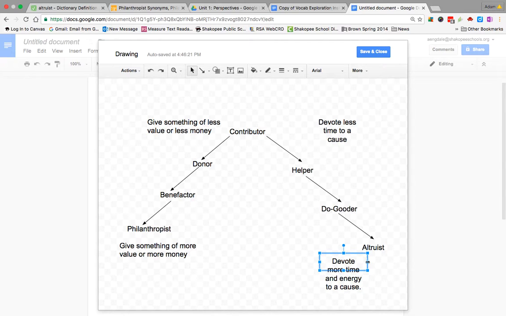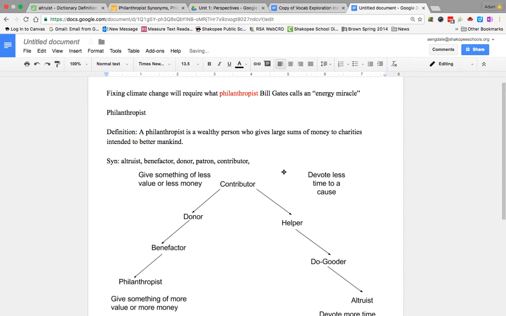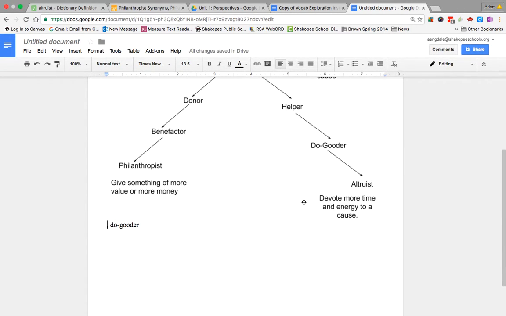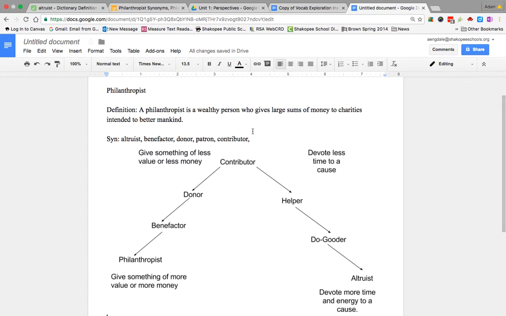And so when we look at an altruist, like I said, it feels like someone who's really dedicating their life to it. But this chain is all about money. Donors, benefactors, philanthropists, those are people who give money. These are people who give time and energy. That's not the same thing. If I put a helper on this row, it's going to be weird. If I put altruist on this row, it's going to be strange. I'm going to save that and close it. There's my drawing. Put my do-gooder back on here.